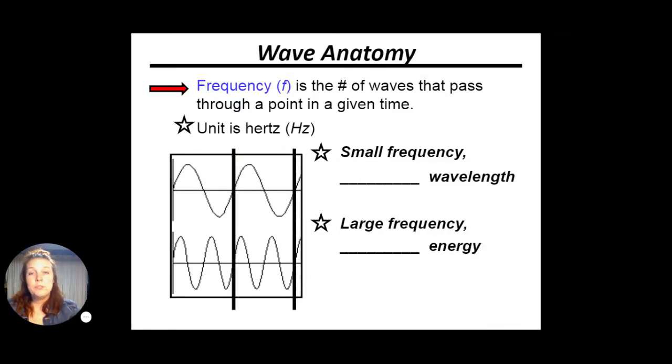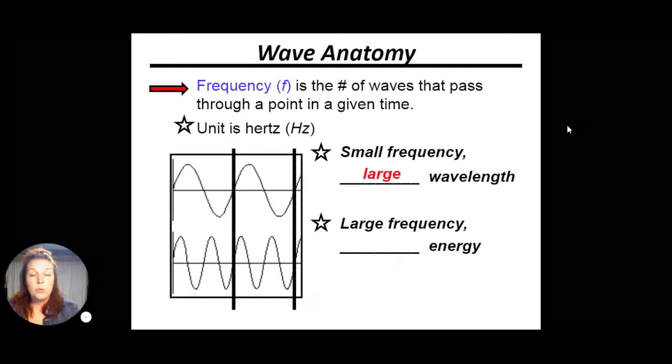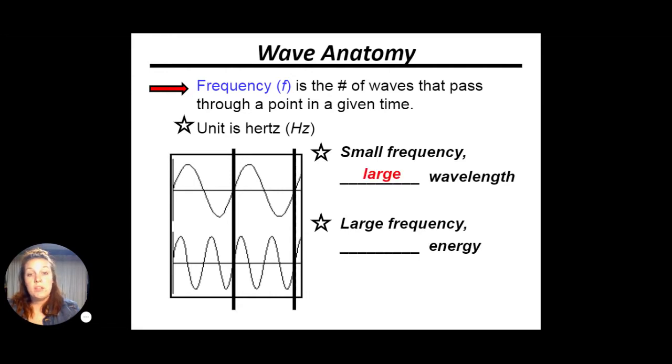So frequency, denoted by a lowercase f, is the number of waves that pass through a certain point in a given time, and we measure frequency in hertz. If a wave has a small frequency, that means it has a large wavelength. If we have a large frequency, that means we also have a large energy.